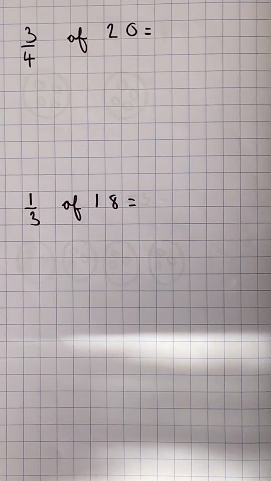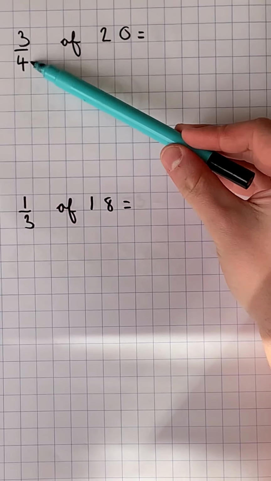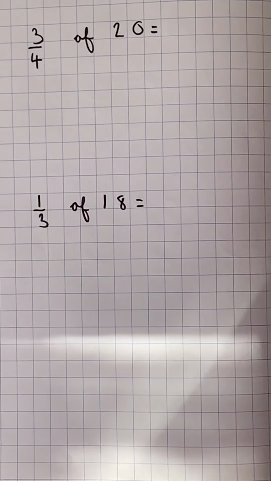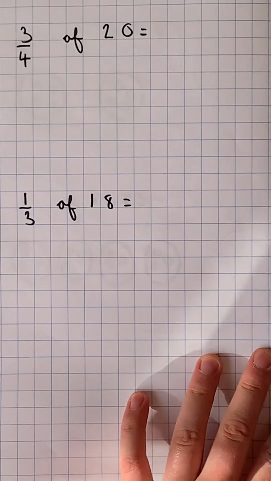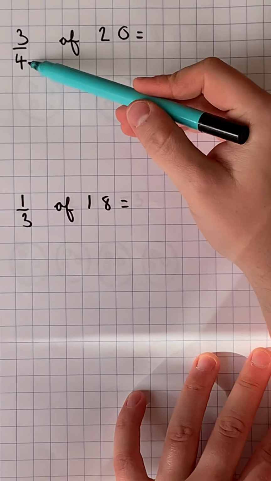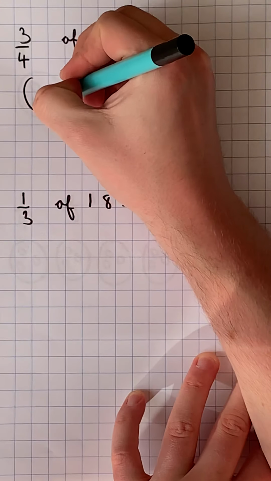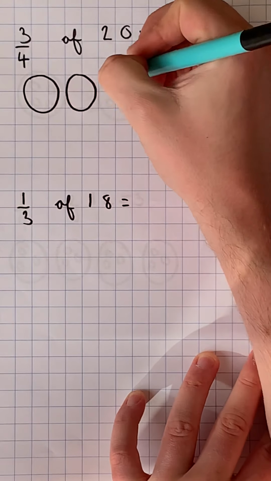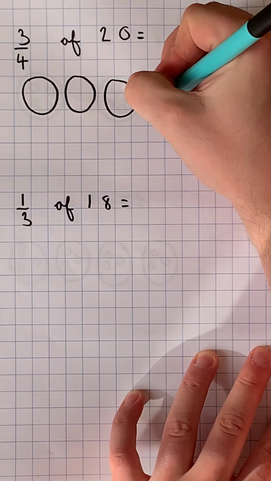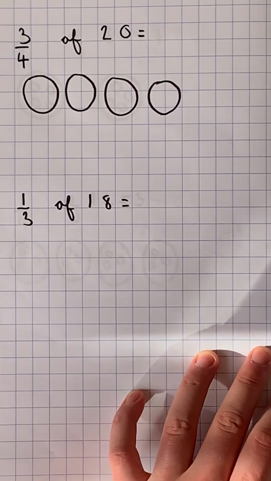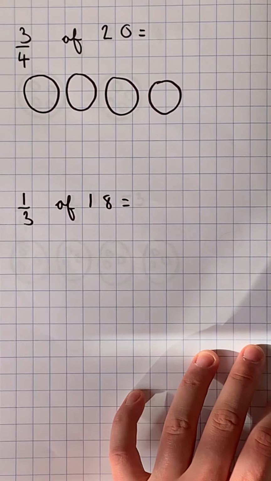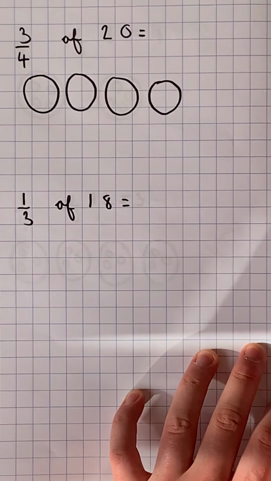Okay, this top question says 3/4 of 20 equals. Okay, so remember again, looking at my fraction, I need this many groups. I need 4 groups. So here we go. 1, 2, 3, 4. Okay, now I've got to split 20 equally between my 4 groups.